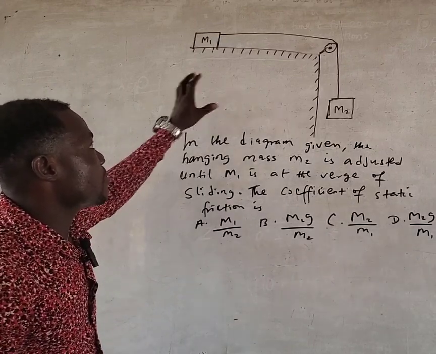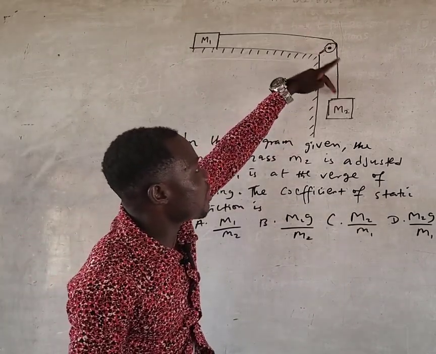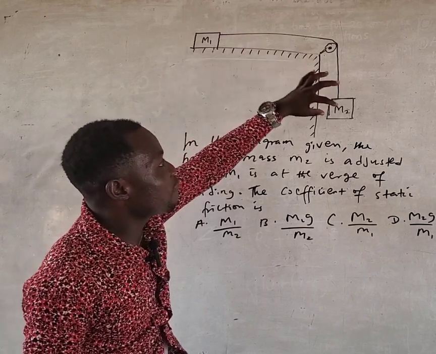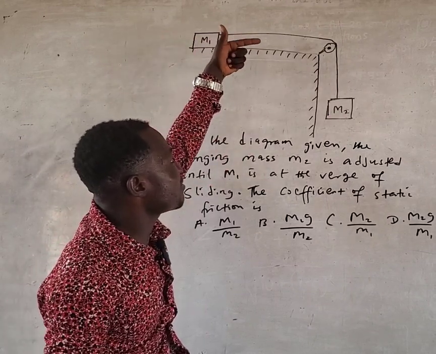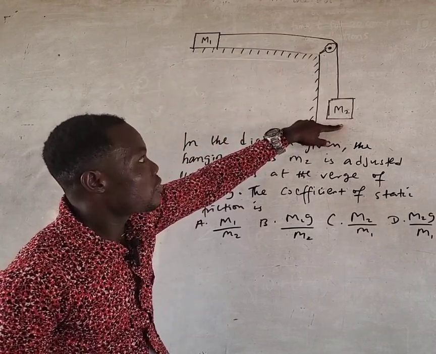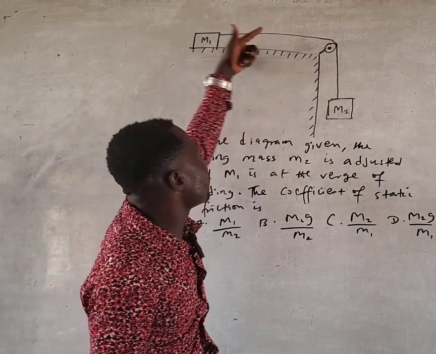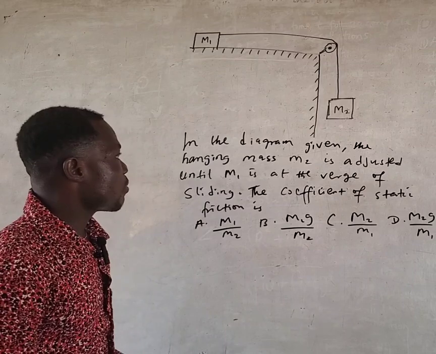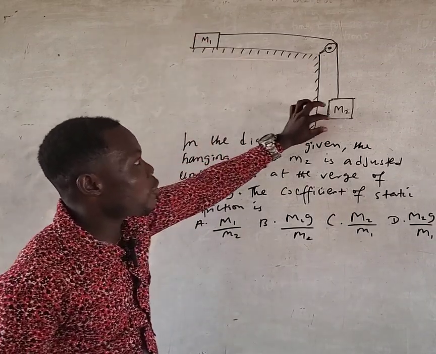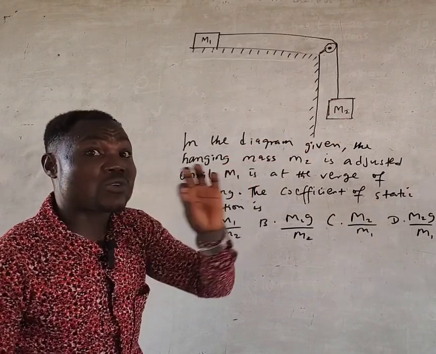You see, from this arrangement, we can see that this string attached to M1 is connected to M2. The force that will move this is due to the weight of M2. The weight of M2 is the force that acts on this rope that will drag this. So at the verge of this one sliding, the force provided by the weight of this is actually equal to the frictional force, which is what we call static friction.